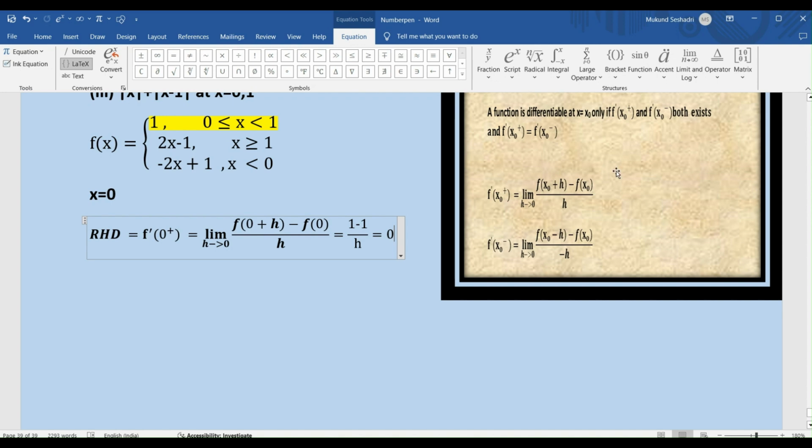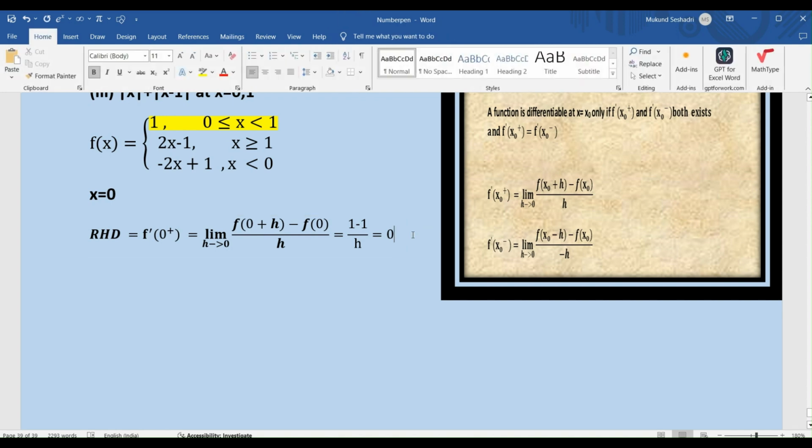So let's jump quickly to our LHD. We know that my RHD is a finite 0.